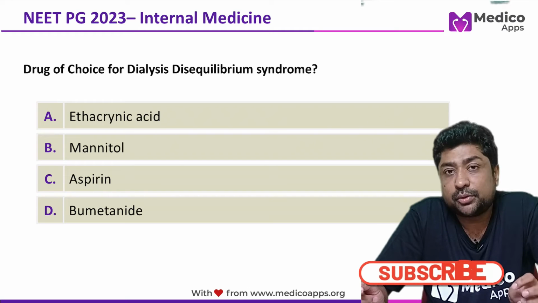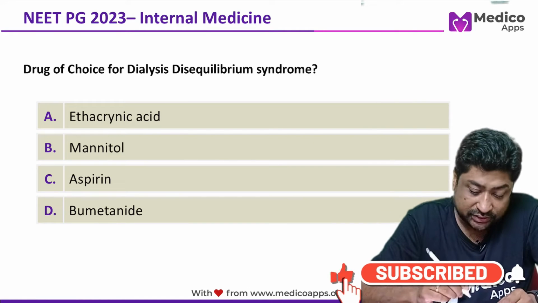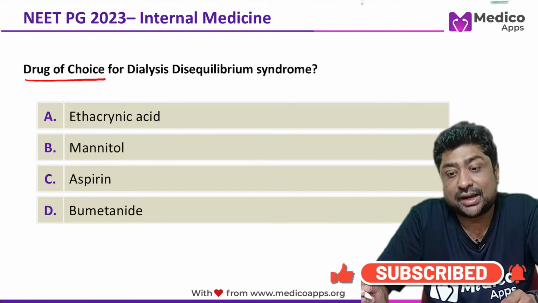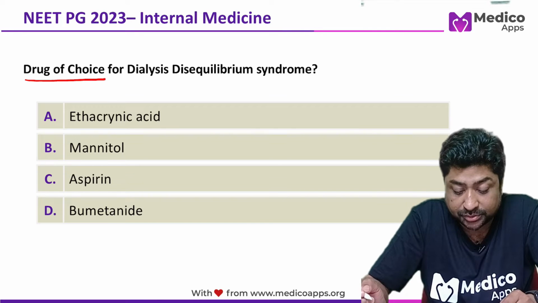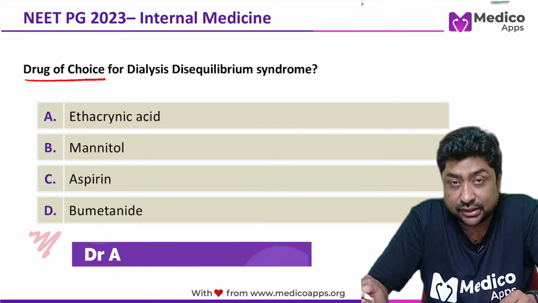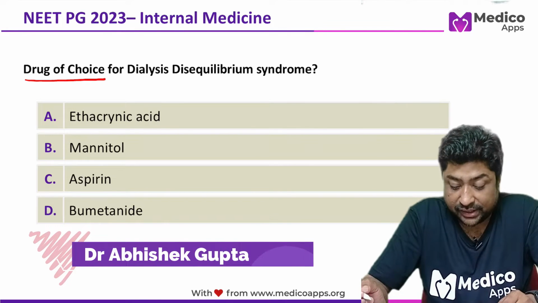This question appeared in NEET PG 2023 and the question asks about the drug of choice for dialysis disequilibrium syndrome, and your options are A. Ethacrynic acid, B. Mannitol, C. Aspirin, and D. Bumetanide.